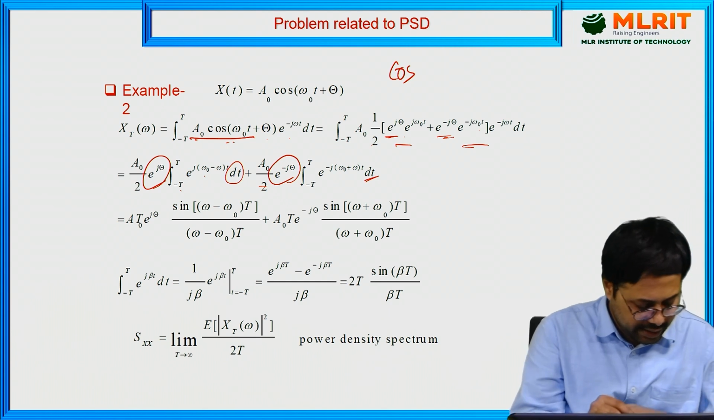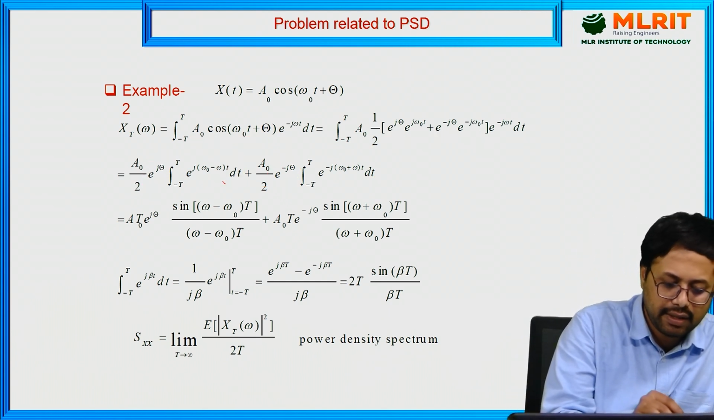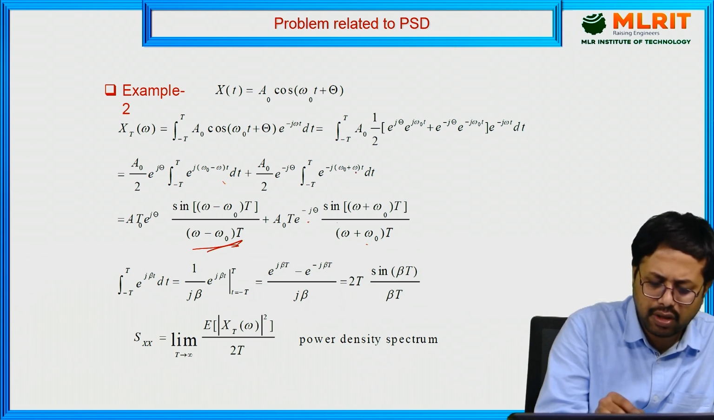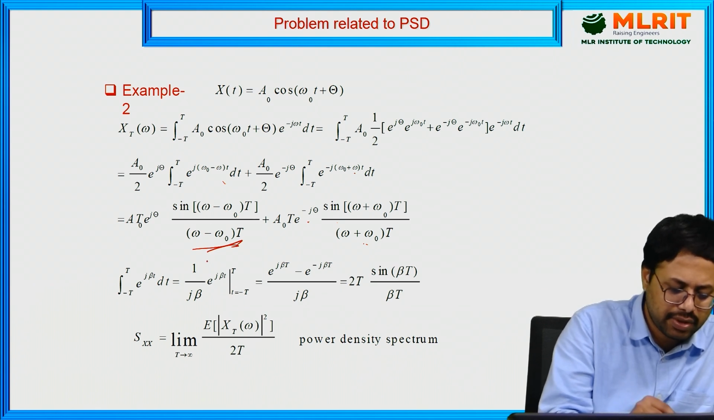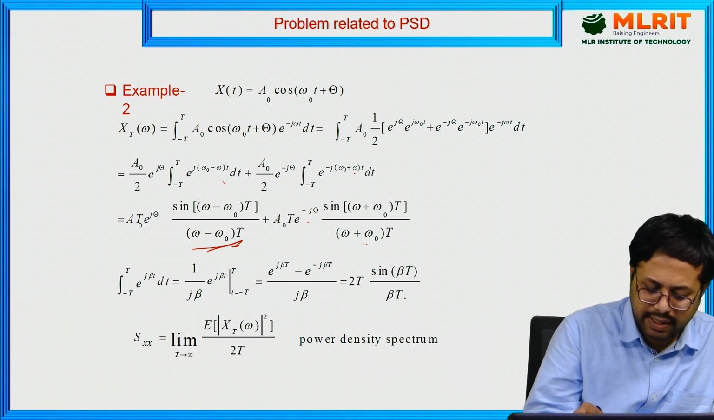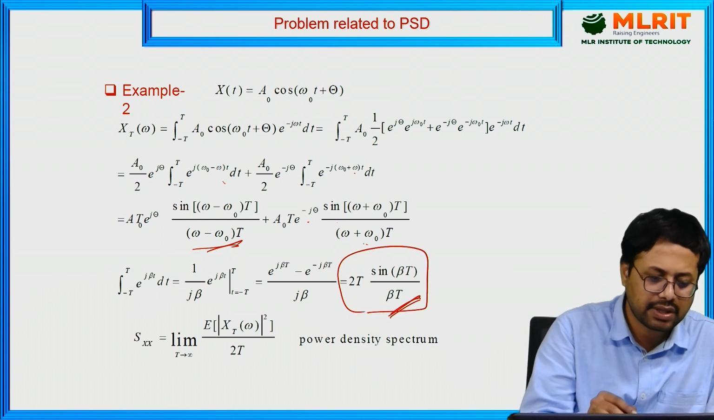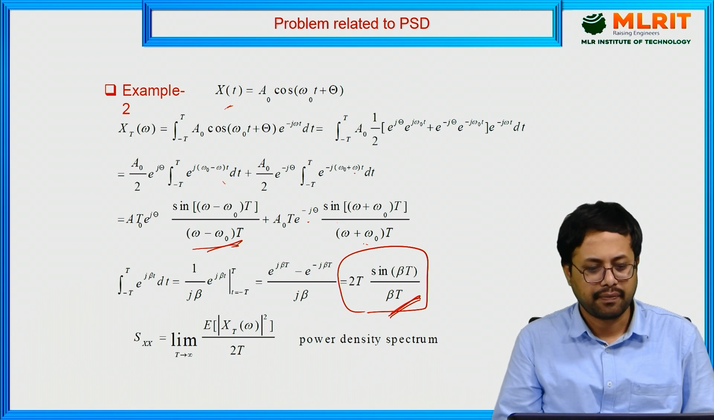Then what do you get next? This term represents the sine part, sine of omega minus omega naught, and similarly the sine term with omega plus omega naught. Substitute the limits, and the simplified form is 2 A T sine of omega minus omega naught T by omega minus omega naught T. This is the solution. First you have to calculate the expectation, then apply the power spectral density.